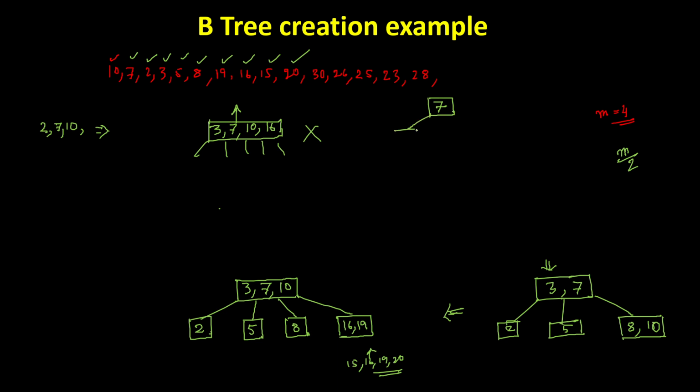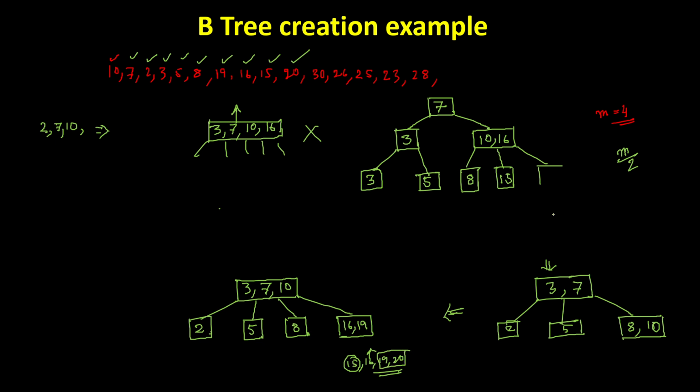and under 7, in the left side there is 3, and in the right side we have 10 and 16. And what we had in the left of 3 will be in the left of 3. What we had in between 3 and 7, 5, will become the right of 3. What we had in between 7 and 10 will become the left of this 10. And in between 10 and 16 it will be 15, because 15 was inserted. And greater than 16 will be these two, 19 and 20.